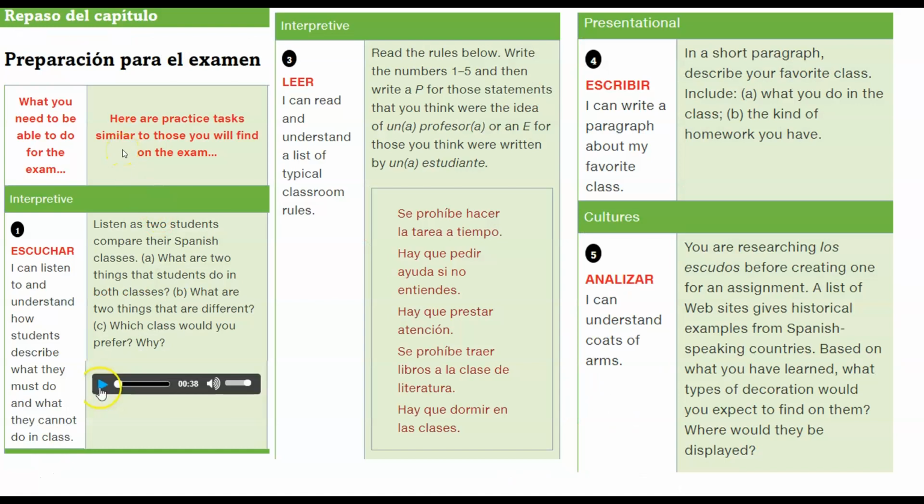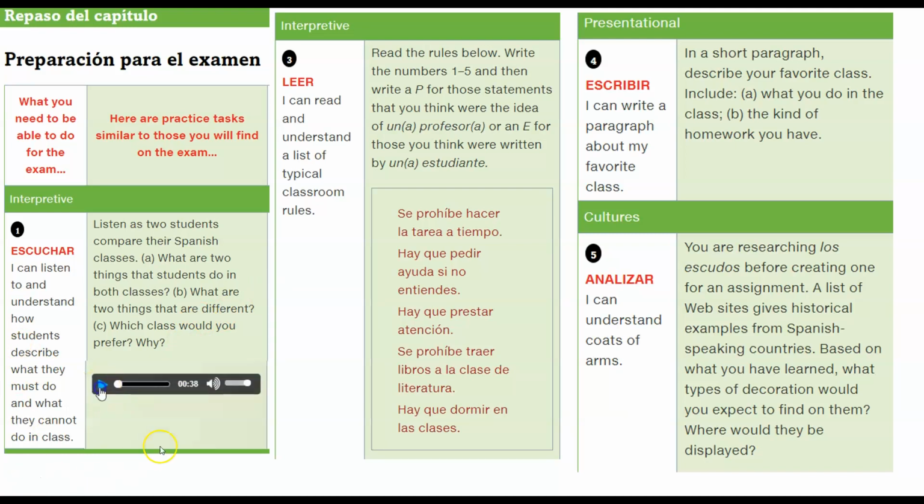And preparation for the exam, what you need to do to be able to prepare for the exam. Here are some practice tasks, right? You're going to listen as two students compare their classes. What are 2 things that students do in both classes? What are 2 things that are different? Which class would you prefer and why?